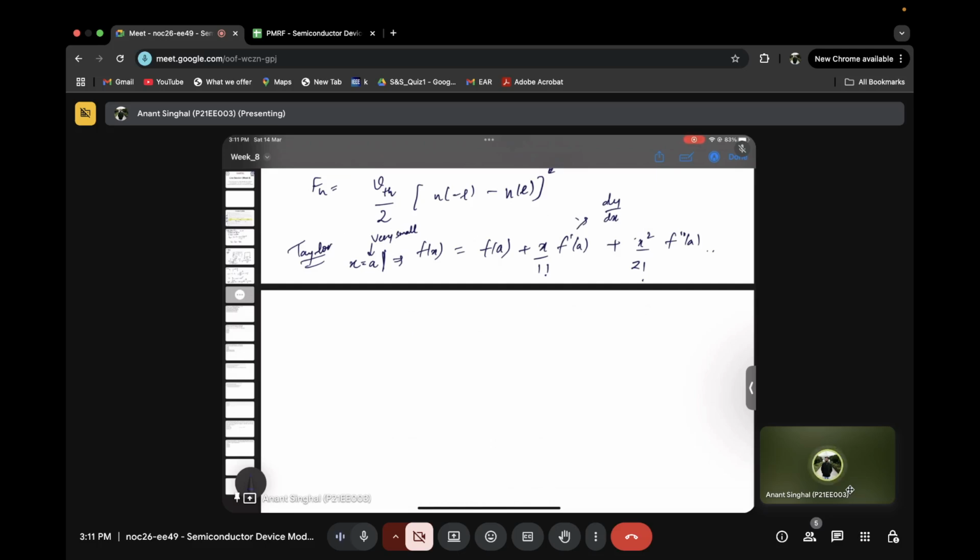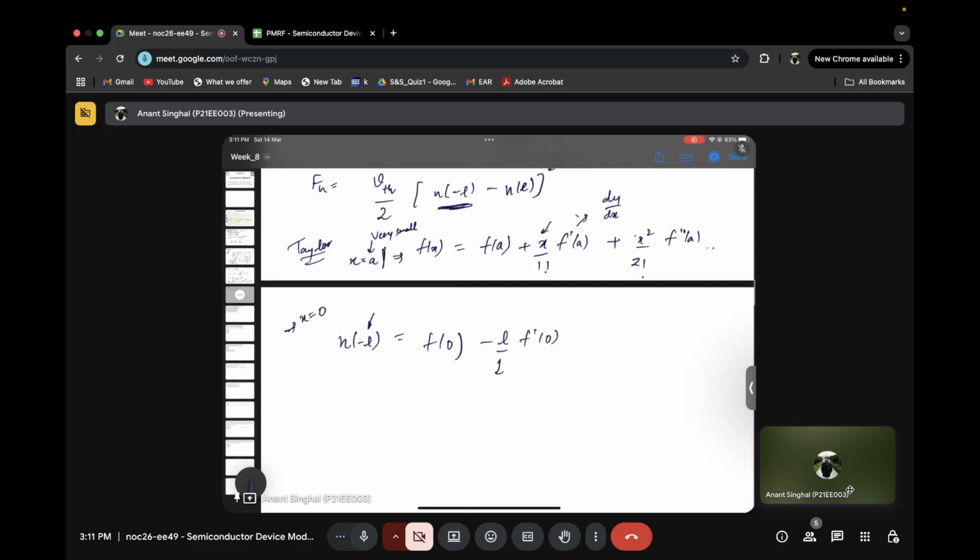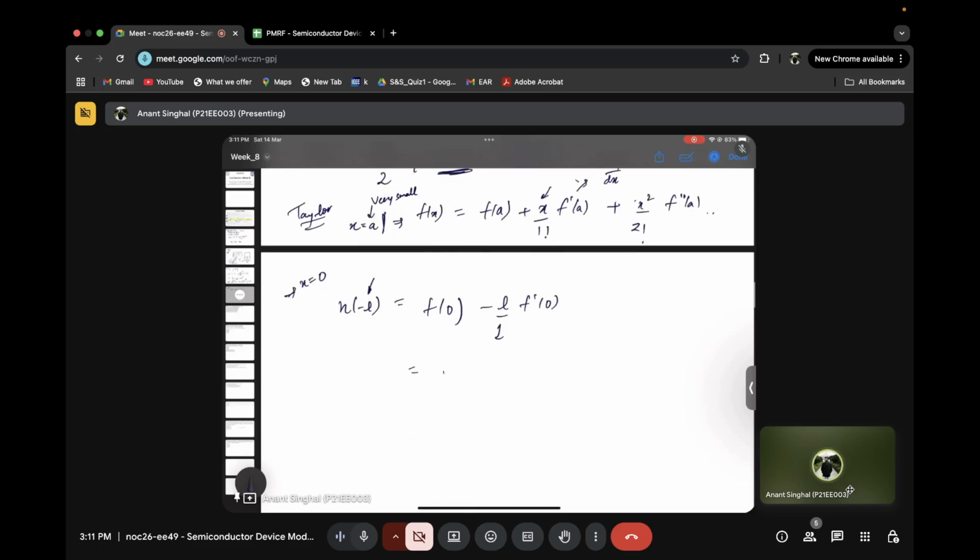So for this particular case, let's say I'm talking about n at minus L, and I'm trying to calculate the flow of electron at mid. So I will take x equals 0. So it will be nothing but f at 0. And now the x has become minus L, right? So this x will be replaced by minus L by 1 f dash of 0. So I can write this as n of 0 minus L dn over dx. So this is nothing but n at minus L.